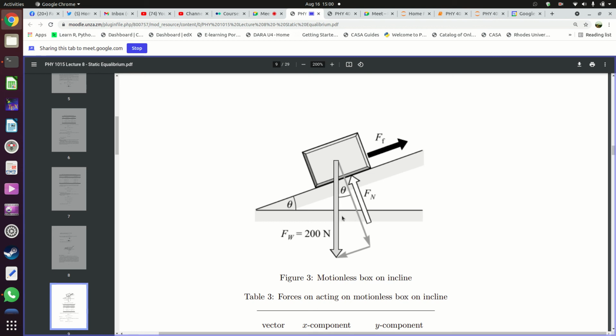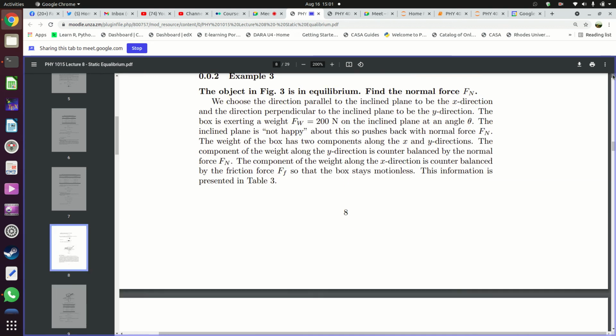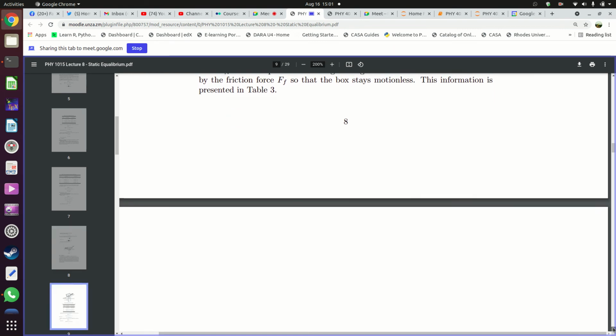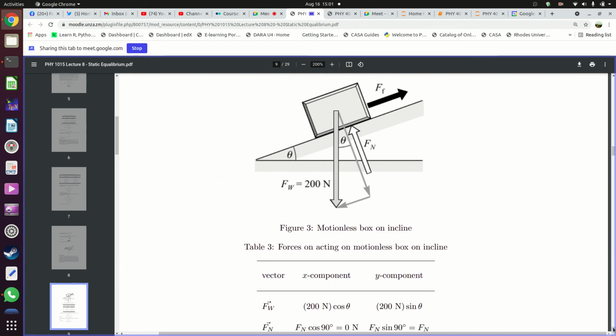One of the things you notice here is that if this angle is known, this box's weight, which is 200, has been split for you. There is this component, and also the other component. That's one way of doing things if you want to do them like that. What other information do we have about this problem? The object in figure 3 is in equilibrium, find the normal force. Is that the only information we have? If that's the only information, then that's fine.